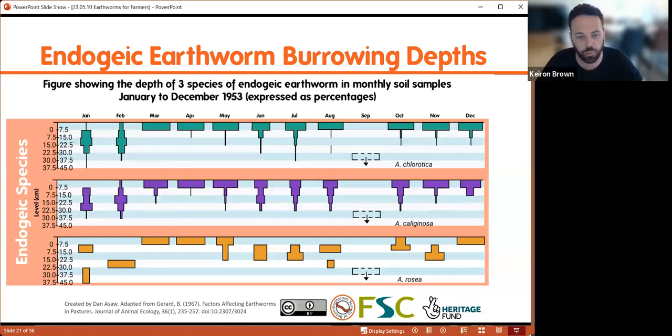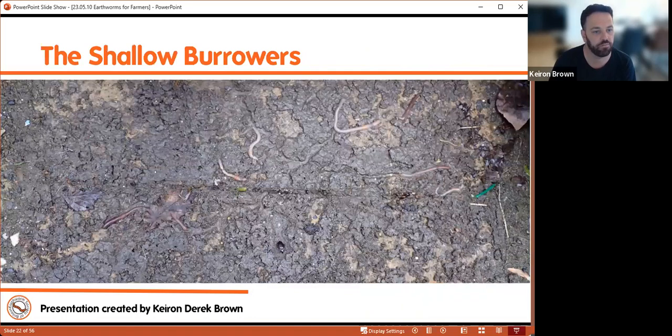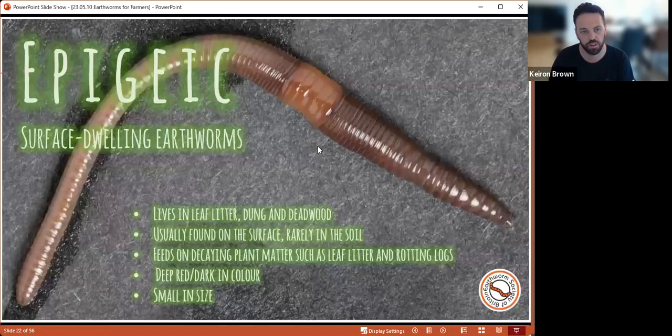They're spending more time in the topsoil. They're going down a bit deeper in the deep winter and in the height of summer, and that's because the environmental variables are not ideal. If there's frosts or drought conditions, they'll go down a bit deeper to avoid that. But when conditions are great for them to be doing their thing, they'll be in those top layers of the soil. So yeah, shallow burrowers, as we can see here. These pale-looking earthworms will all be endogeic earthworms.